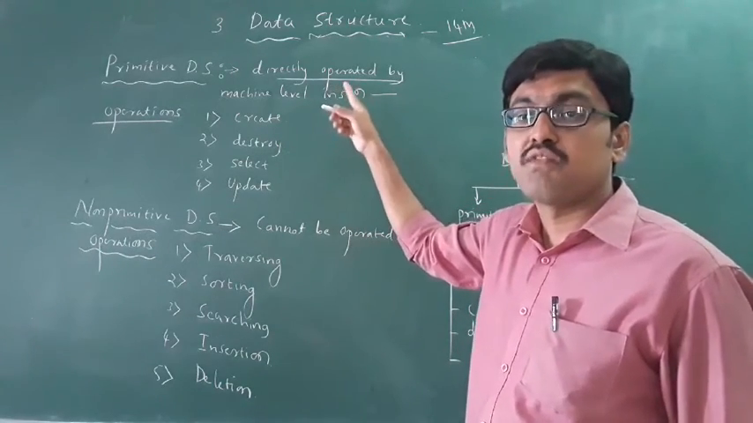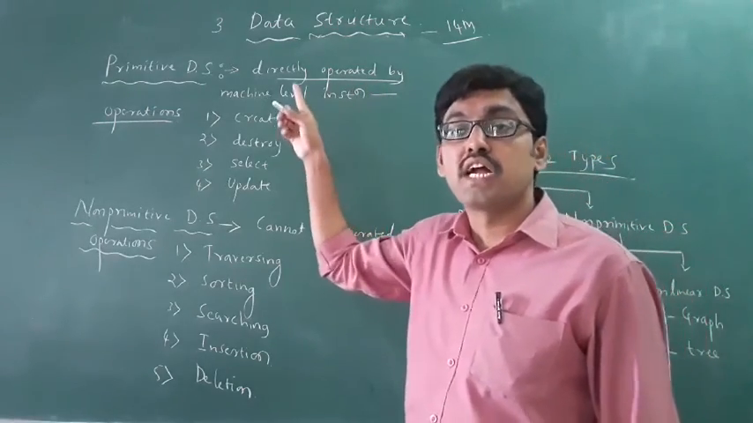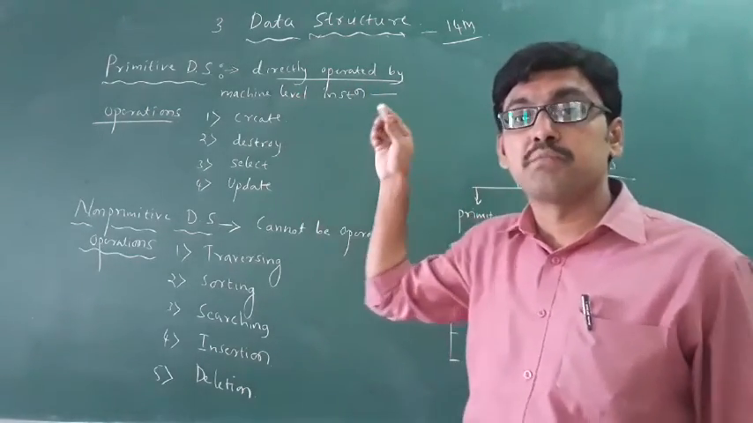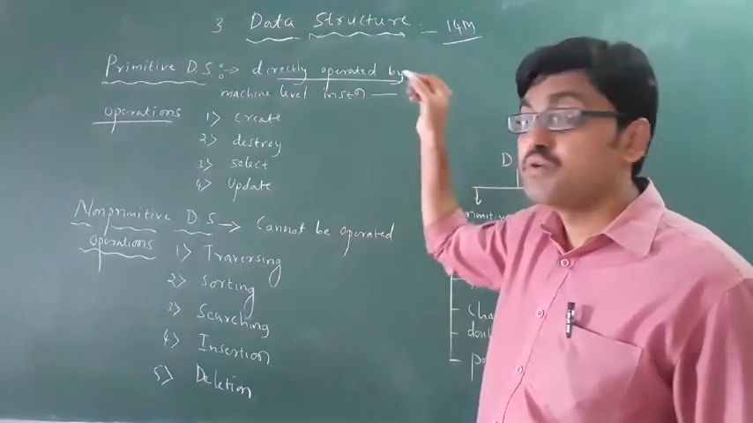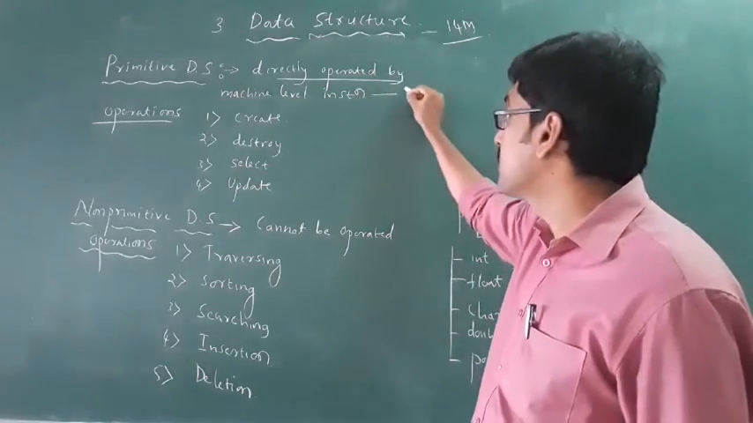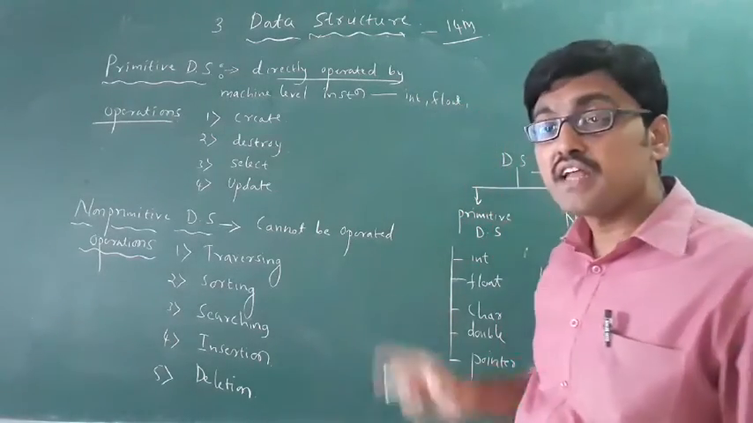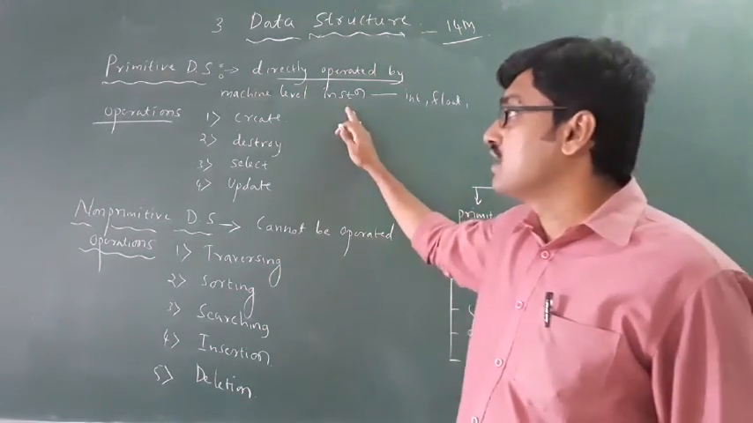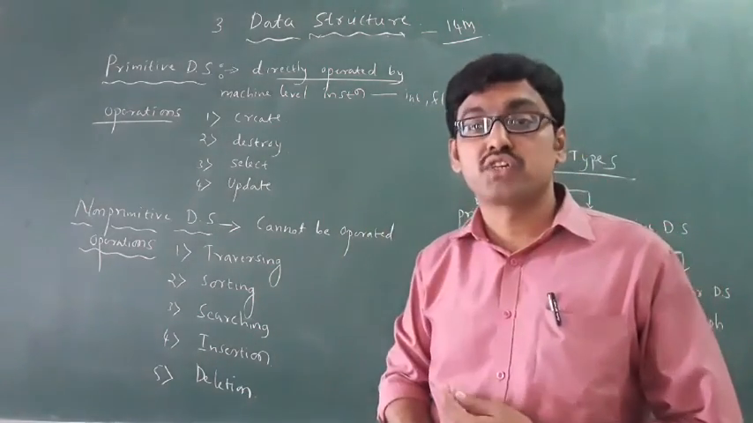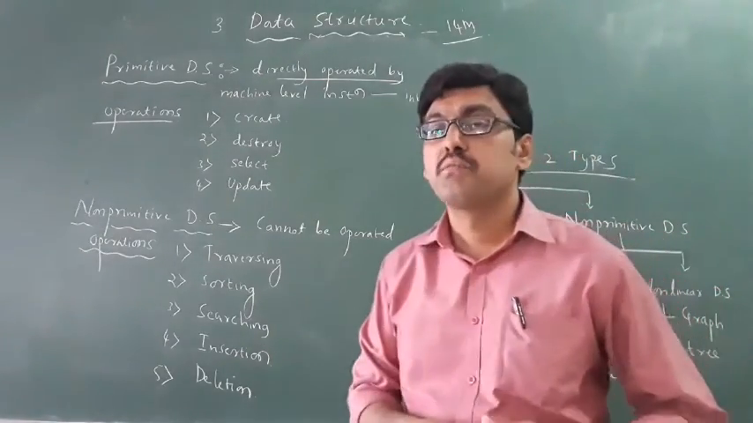Primitive data structures are always directly operated by machine-level instructions, meaning these data structures can be understood by the machine. Examples of primitive data structures are int, float, char, double, and pointer. Okay, these are the examples of a primitive data structure. Then what are the uses of primitive data structure?